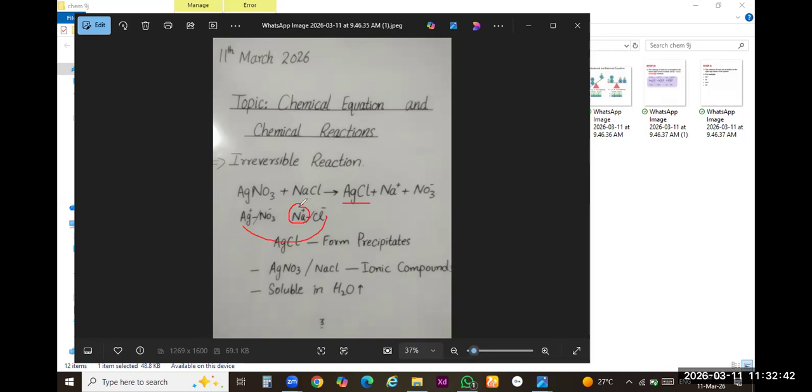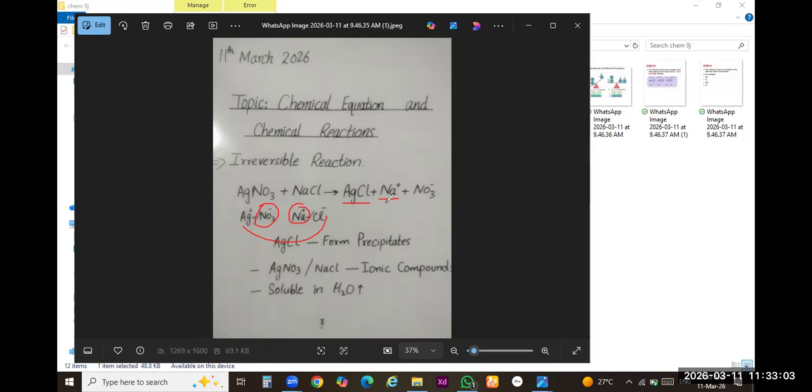And the remaining one is sodium ion, Na positive ion, and nitrate ion will separate out. You can also write sodium nitrate. The compound, basically in your coursework, only the single step is mentioned. But it's a double step process.